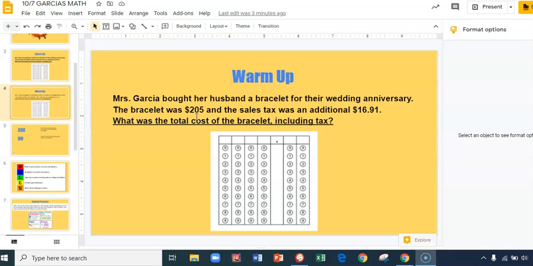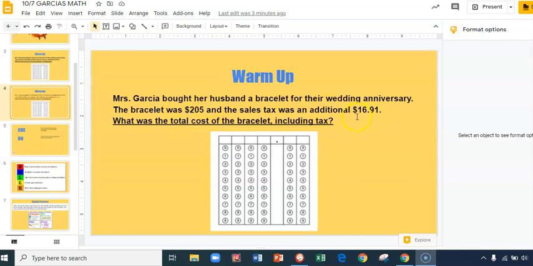Let's go ahead and round to the nearest tens. Okay, so we're going to look at the 5. It's going to change the 0 in the tens place, right? 5 to 9 goes up. So we will round 205 to 210.